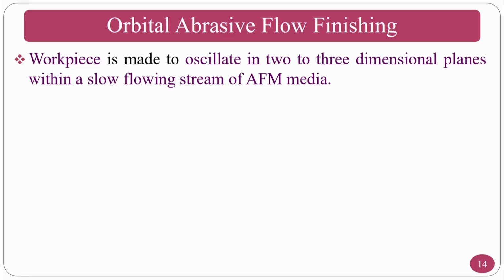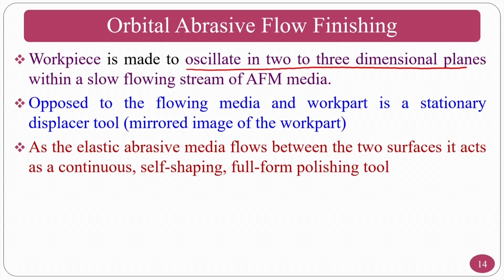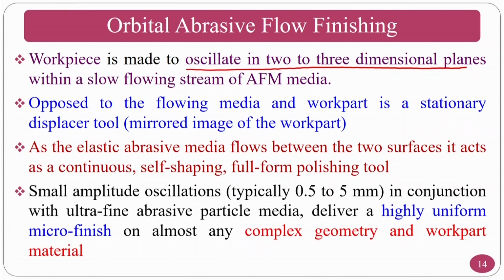If you see the mechanism of the orbital abrasive flow finishing process, the workpiece is made to oscillate in 2 to 3 dimensional planes with a slow flowing stream of abrasive flow finishing media. Opposite to the flowing media, the work part is stationary, and as the elastic abrasive medium flows between the two surfaces, it acts as a continuous, self-sharpening and fully forming polishing tool. The small amplitude oscillations, typically 0.5 to 5 mm, in conjunction with the ultra-fine abrasive particle media, deliver a high uniform microfinish on any complex geometry work part material.